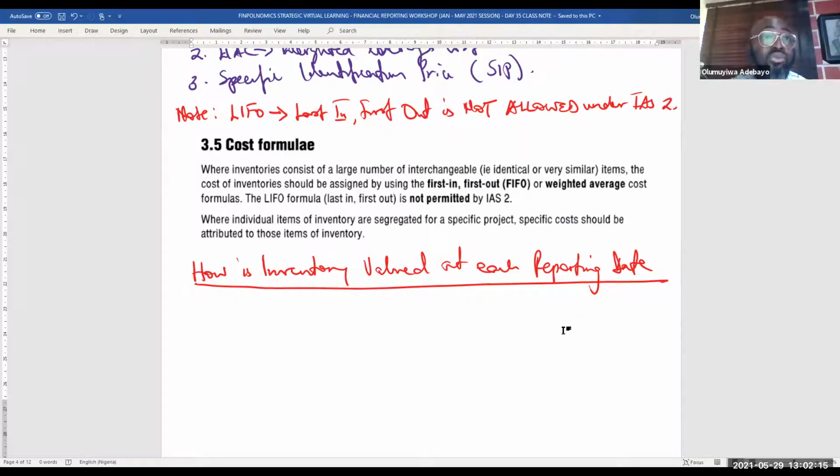Okay, thank you. Now the question is, how is inventory valued at each reporting date? Who can give us a clue?